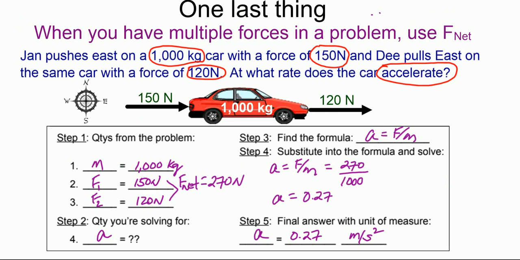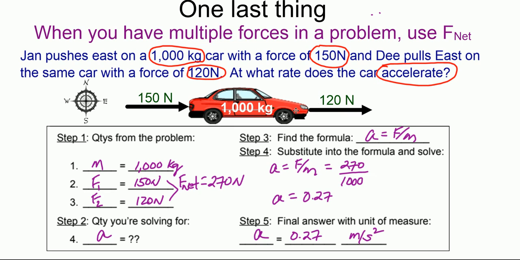One last thing to say is if you have a problem involving force and you have more than one, then you should add them together, or do what you need to do to get net force, and use net force in the problem. Here's an example. Jan pushes east on a 1,000 kilogram car with a force of 150. There it is there, pushing east. I'll say F1 is 150. And then D pulls east on the same car with 120. There it is, pulling in the same direction though, isn't it? So we're going to add them together. We get 270. We'll use our net force in this problem, not just one of them.